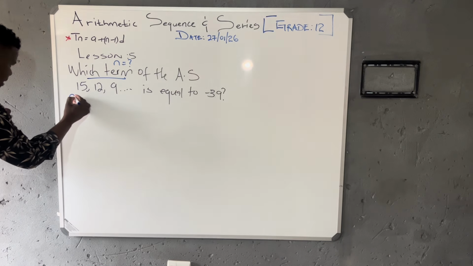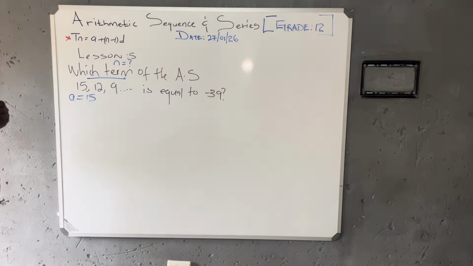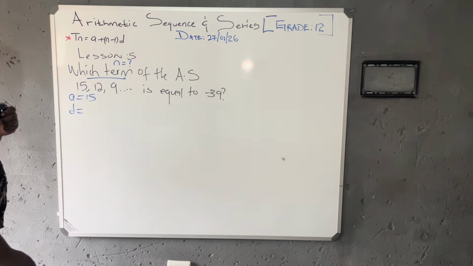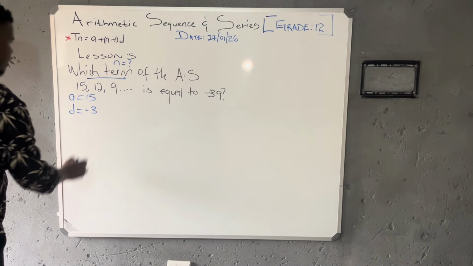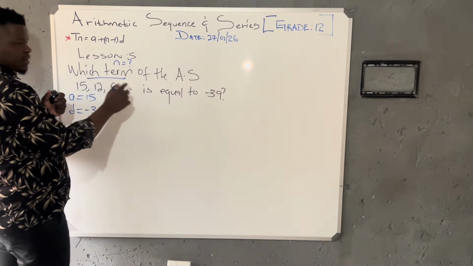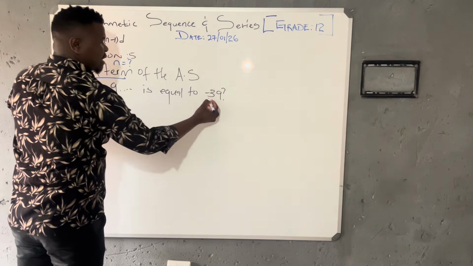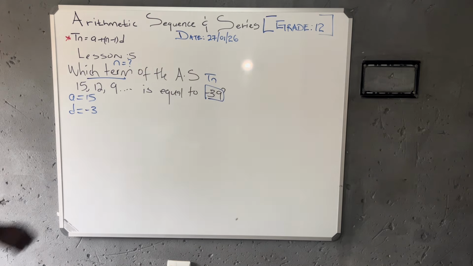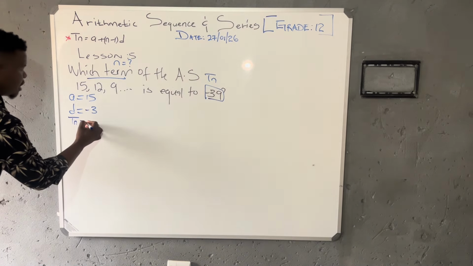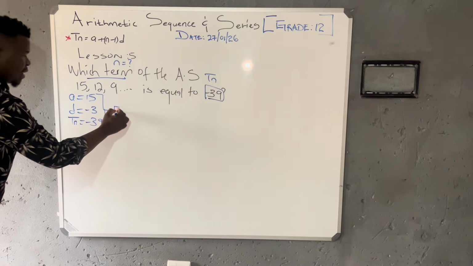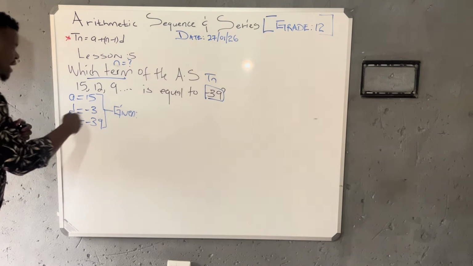And we have a 15. We must find what D is. Obviously, when you say 12 minus 15, we are getting negative 3. And there's something obvious about this. The moment they mention that blah, blah, blah is equal to, and they give you this at the end, that is your Tn. So I can now say Tn is what? Is negative 39. So all this I'll just write as what I'm given, what I have.